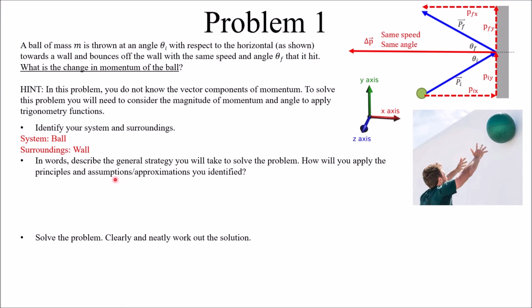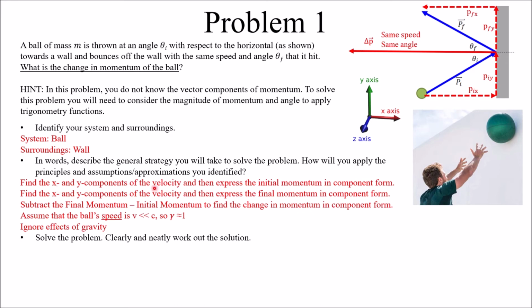So we're going to find the x and y components of our initial and final momentum. And then we're going to take our final momentum and subtract it from the initial momentum to find the change in momentum, which is the impulse. We're also going to assume that the ball's speed is much, much less than the speed of light, which means gamma is approximately equal to 1, so you have no relativistic effects. And then we can also ignore the effects of gravity during the impact here.